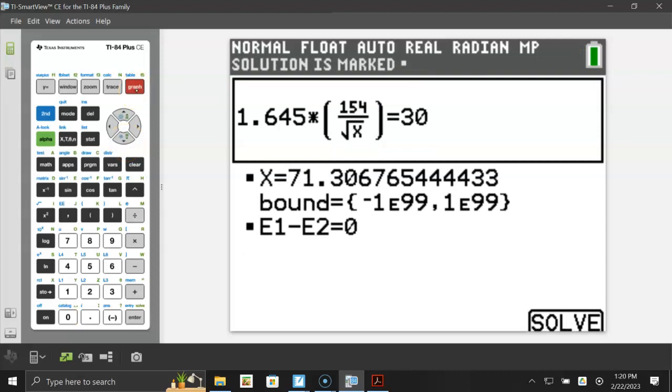So what he did was he set it up and solved it. Now, some of the older calculators, yours looks different. It says 0 equals. So for you guys, hit the math button. Go all the way down to the bottom.